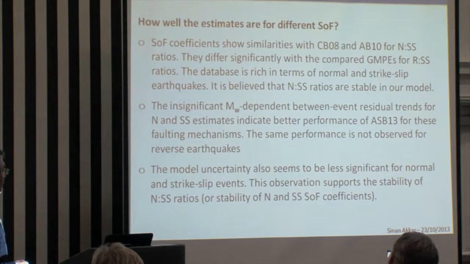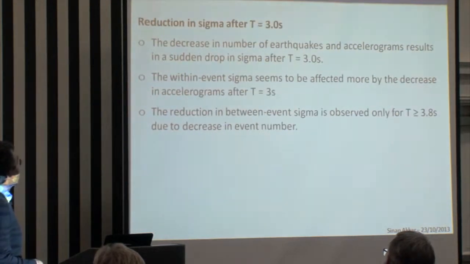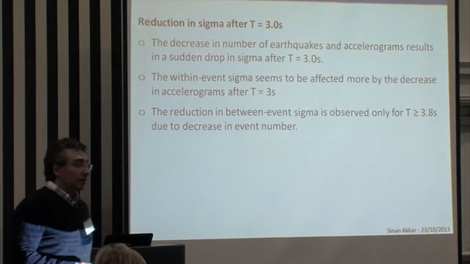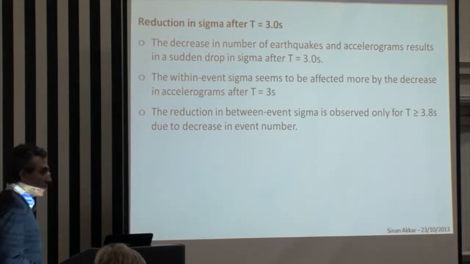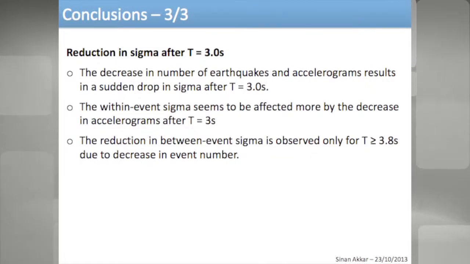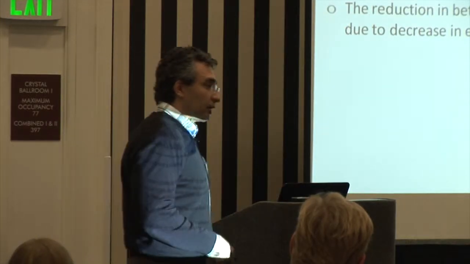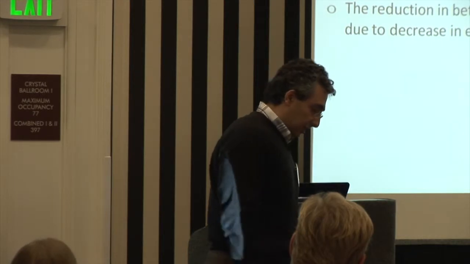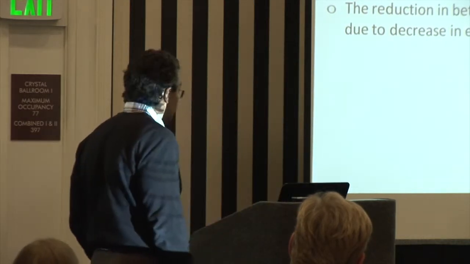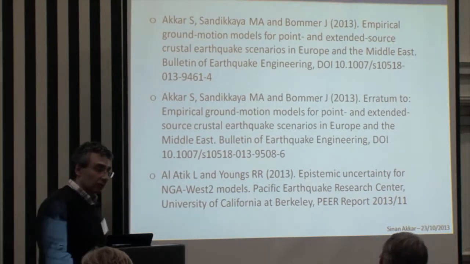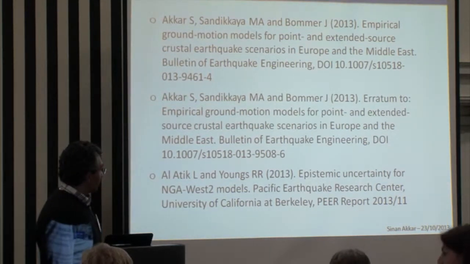All right, so I think I covered all of these points here. And reduction in sigma after 3 seconds, as I tried to emphasize, is related to the decrease in data size after 3 seconds. Because we're chopping too much data because of the usable period range, we're observing this drop in sigma. So, all right. These are the references I used for this presentation.